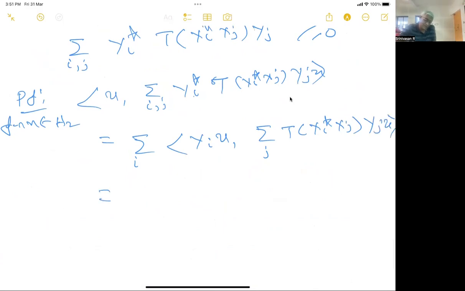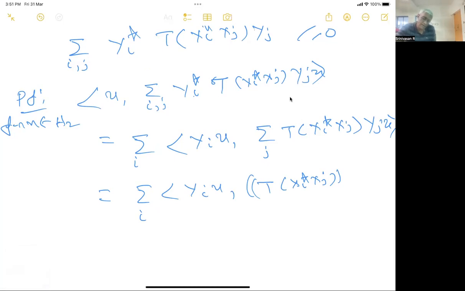Now this is just the summation over i, and you can bring the summation over j out, which will be just equal to y_i^u, and this is just the matrix T of x_i star x_j. This is an ij matrix, right? This is the ith entry of this.